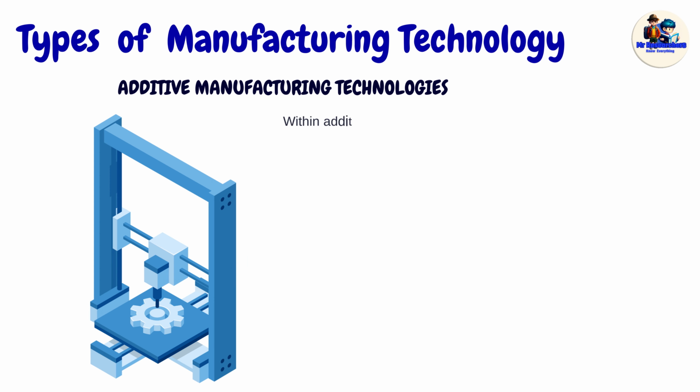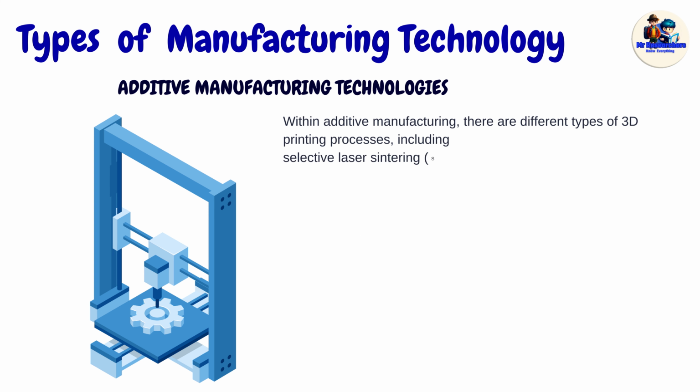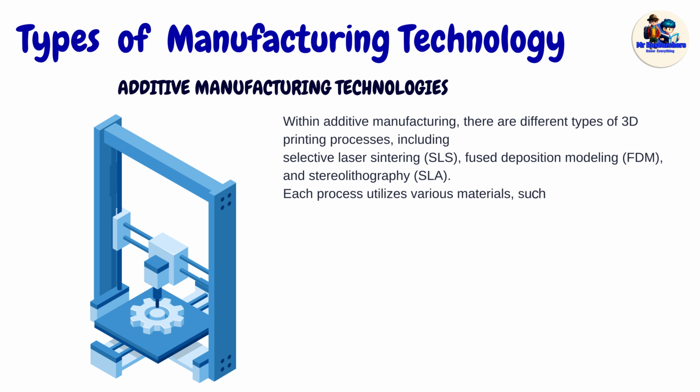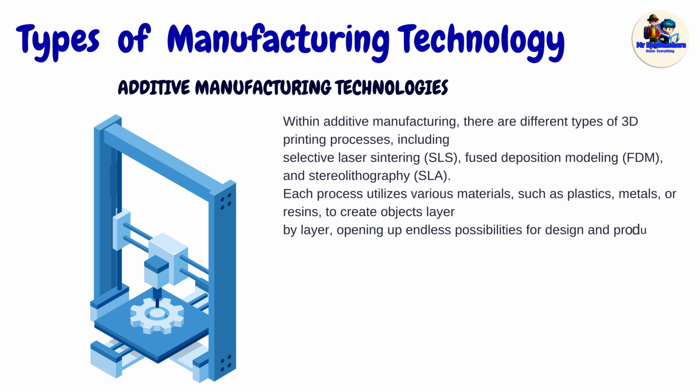Within additive manufacturing, there are different types of 3D printing processes, including selective laser sintering, SLS, fused deposition modeling, FDM, and stereolithography, SLA. Each process utilizes various materials, such as plastics, metals, or resins, to create objects layer by layer, opening up endless possibilities for design and production.